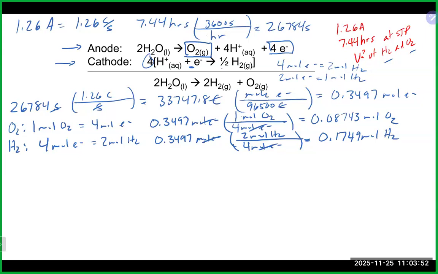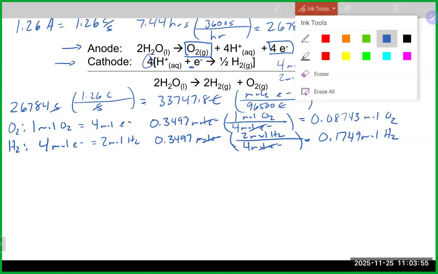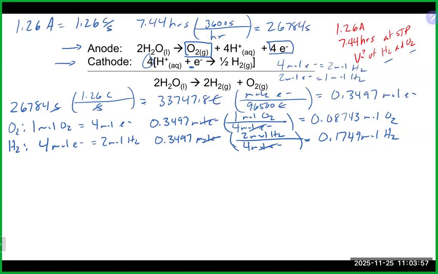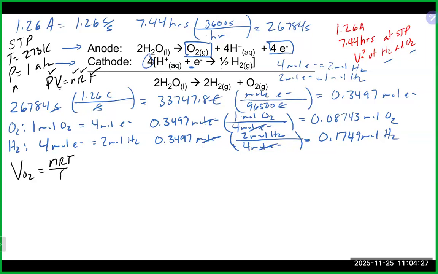So at this point, we are looking for the volume of a gas. We are also given STP, which once again gives us a temperature of 273 Kelvin, a pressure of 1 atmosphere. And now we have moles. So once again, PV equals nRT. We have the temperature, we have the pressure, we have the R, and we also have the moles that we calculated. So we can solve for volume in this case. And we'll do it here for oxygen. So the volume of oxygen would equal nRT over P.